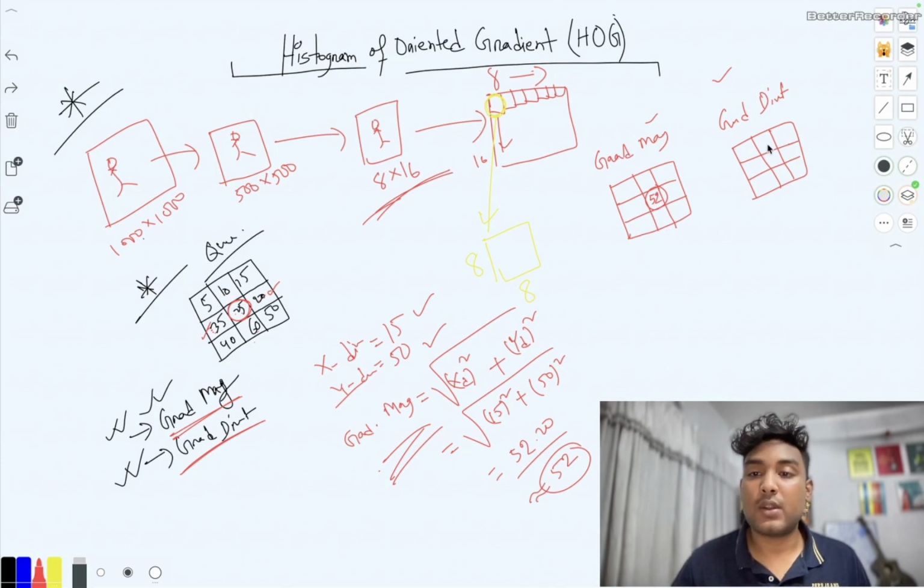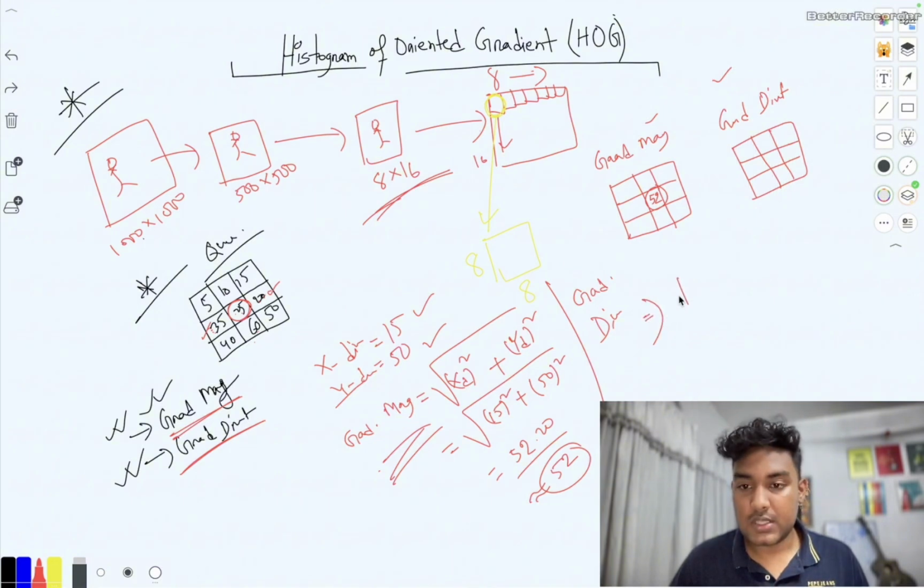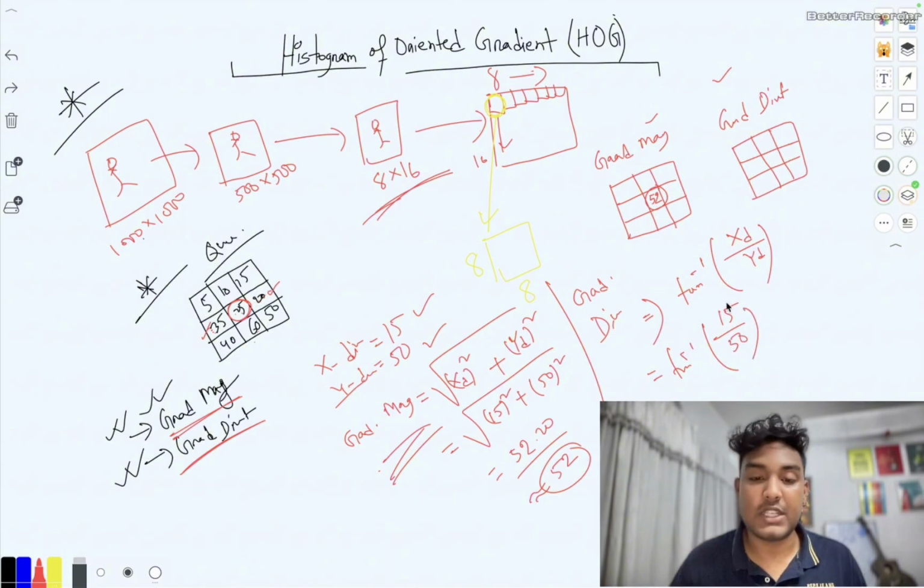Then we need to calculate the gradient direction. For gradient direction we have the equation tan inverse of xd divided by yd, with the values from xd and yd being 15 divided by 50. So x direction value divided by y direction value. Then tan inverse of 15 divided by 50 gives 16.69, which is approximately 17. So we have a value for gradient direction, and we write 17 here.